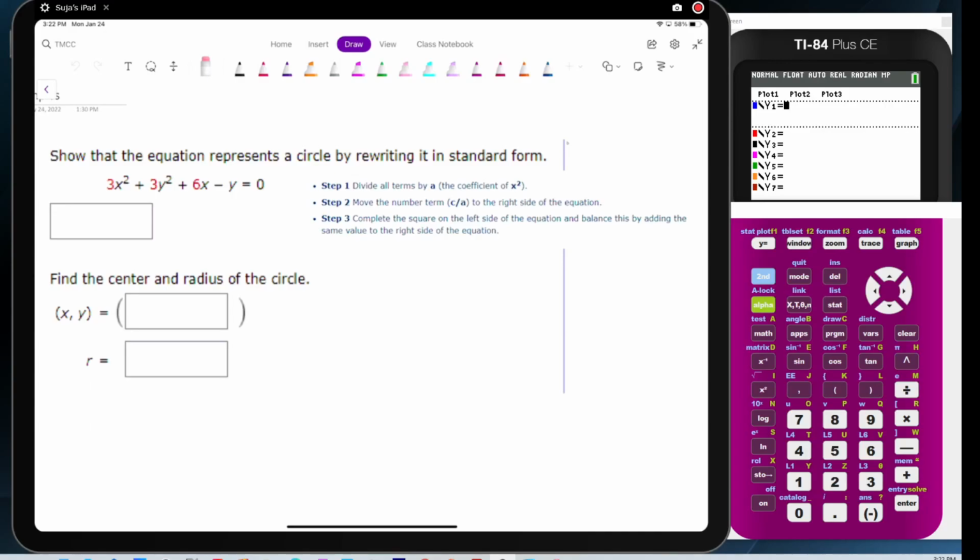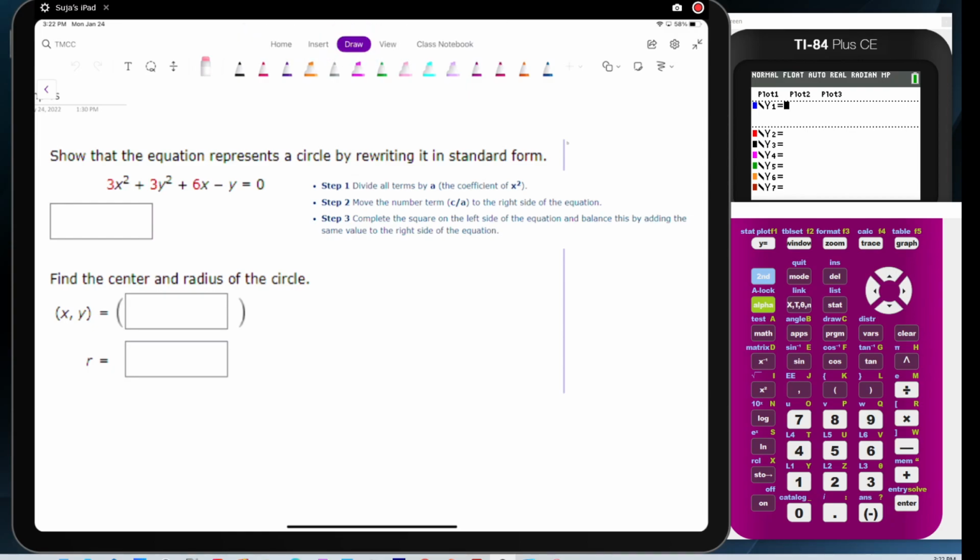To do this problem, you need to know completing the square. So I did copy down the three main steps that you would need to know how to do completing the square. In order to write this equation in standard form, the first thing is to divide all the terms by the coefficient of x squared.